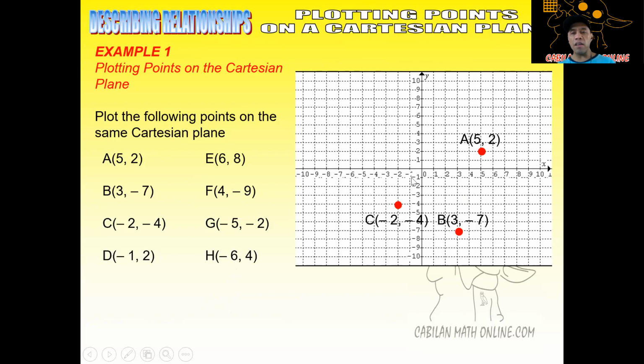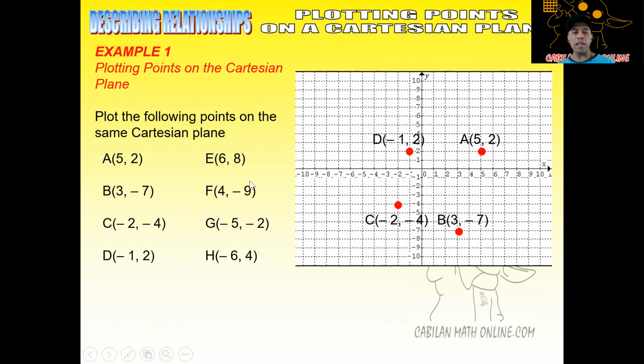All right, so now that you've seen the three, let's take a look at part D over here. So it's -1 and 2. That means from the center, I'm going to go left 1, because it's a -1, and then I'm going to go up 2 because it's a positive 2. So -1, 2 is going to be right there.